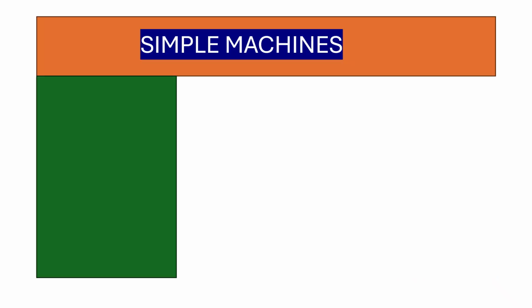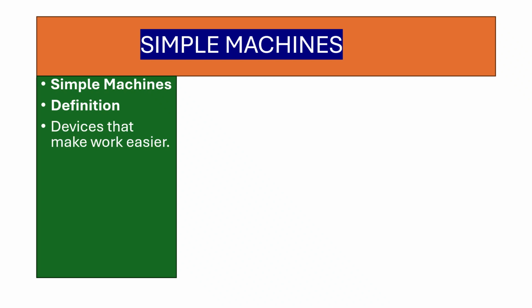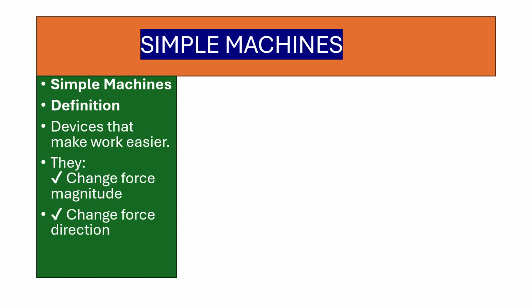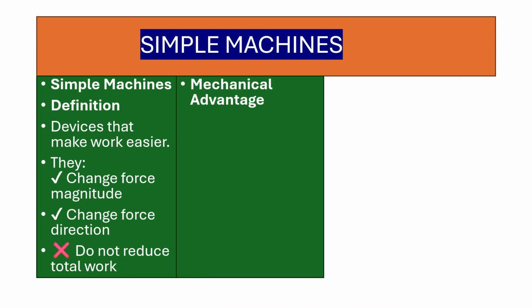Next topic is simple machines. Now, simple machines, when we talk about, children, every single day we are using these devices that make our work easier. That means they change the force magnitude or they change the force direction. They do not reduce total work, so you need to remember what exactly the machines are.